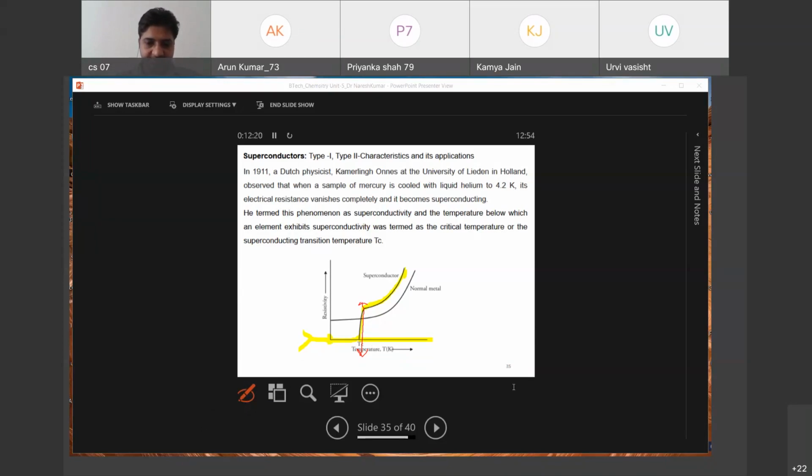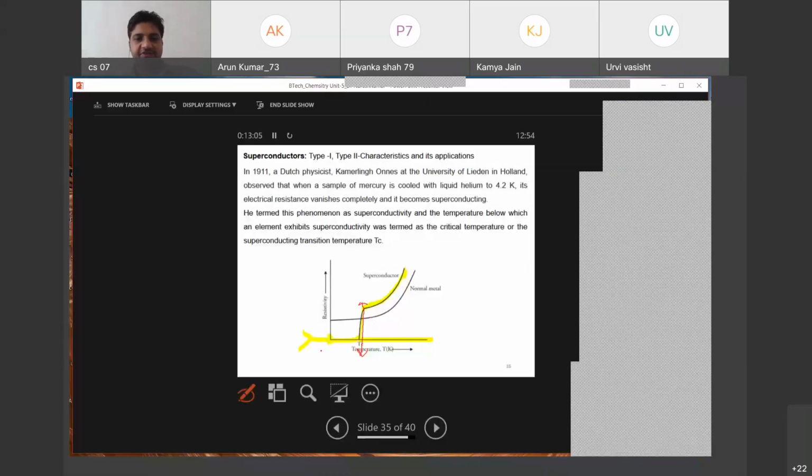Okay, just wait a minute. Just wait. Okay, so this is the feature of superconductors.